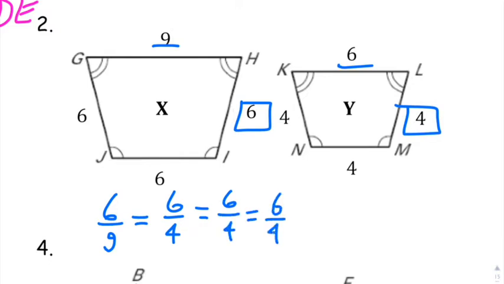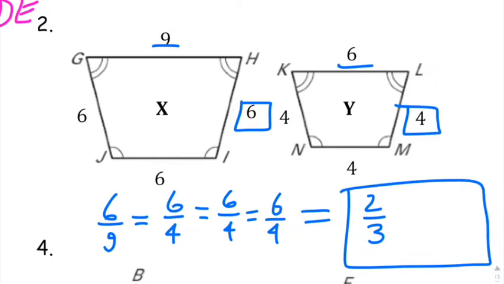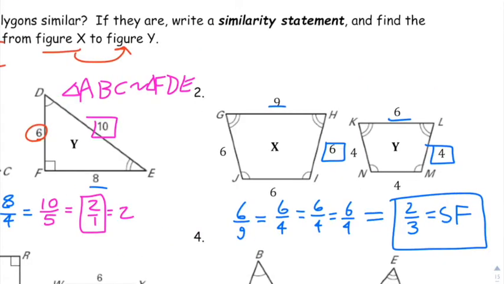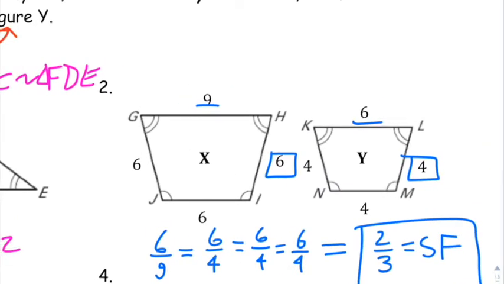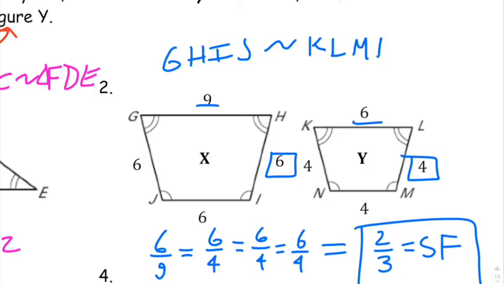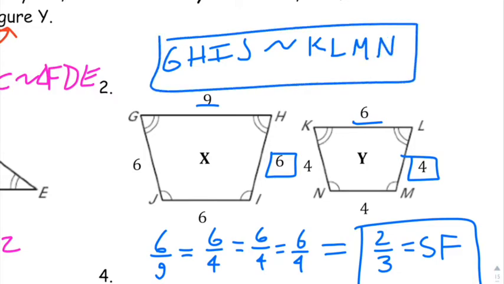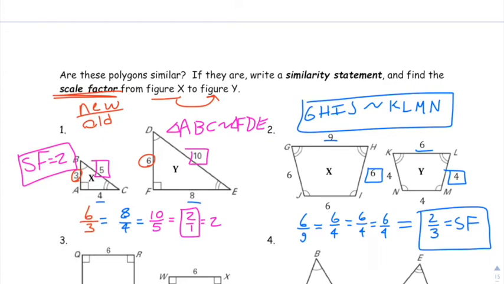Now if you reduce all of these fractions, they all reduce down to the same fraction, 2/3. So that is actually your scale factor there. Your scale factor is 2/3. And then you can write your similarity statement. That's pretty much all you got to do on these. So I guess I'll go GHIJ is similar to KLMN. That's how to do that one.